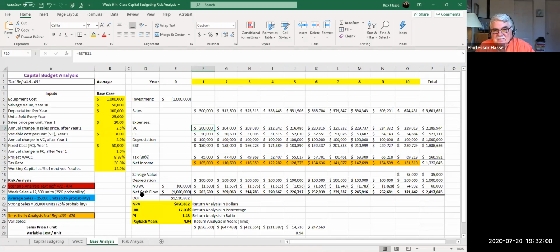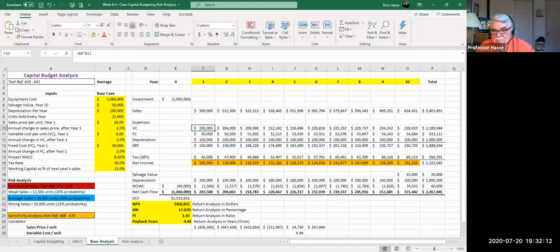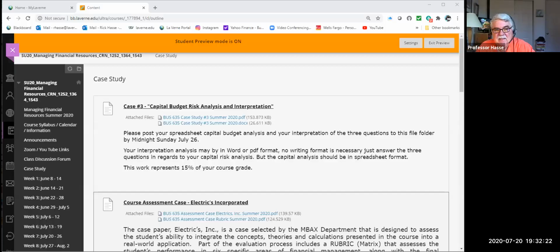Here's your base case analysis. This is that spreadsheet we looked at last week. Here's your WACC analysis. Fill in the blanks and you can do this problem pretty well. So that is case number 3, 15% of your grade, due at midnight next Sunday evening. Good luck and Godspeed.